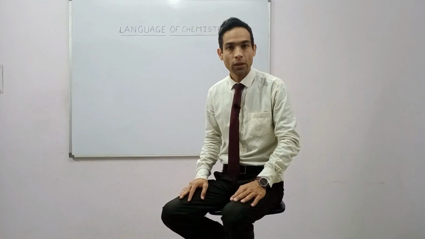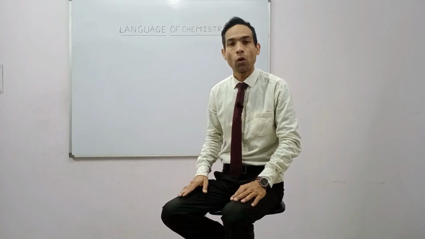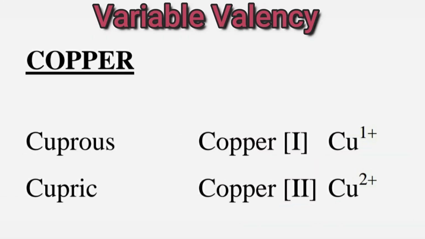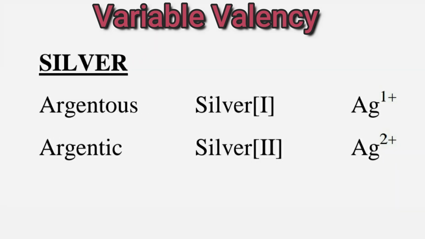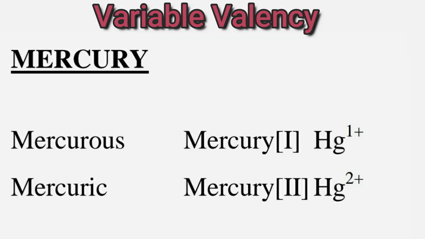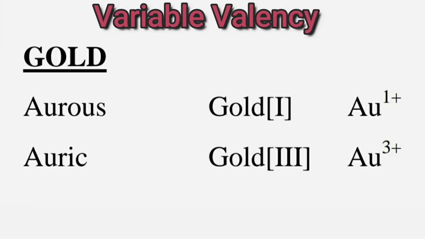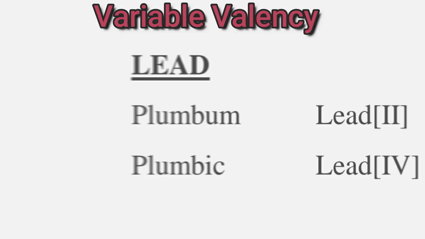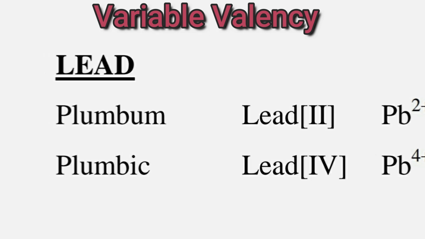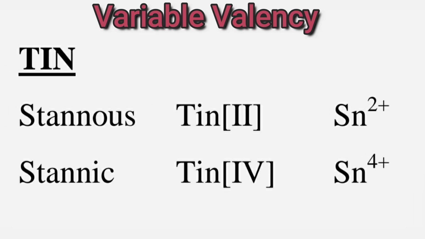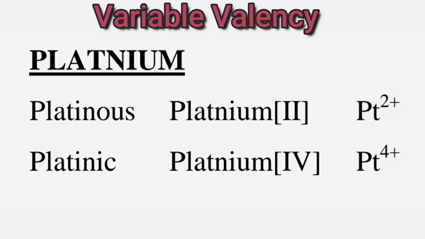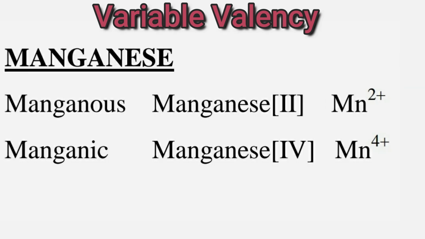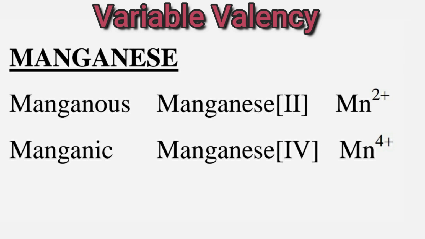Now variable valency. We will write a separate table for variable valency. In this we have copper with +1 and +2 valency, silver with +1 and +2 valency, mercury with +1 and +2 valency, gold with +1 and +3 valency, iron with +2 and +3 valency, lead with +2 and +4 valency, tin with +2 and +4 valency, platinum with +2 and +4 valency and manganese with +2 and +4 valency.